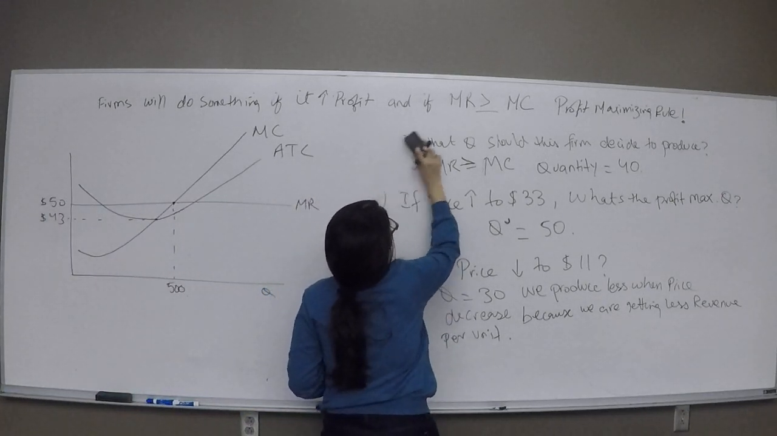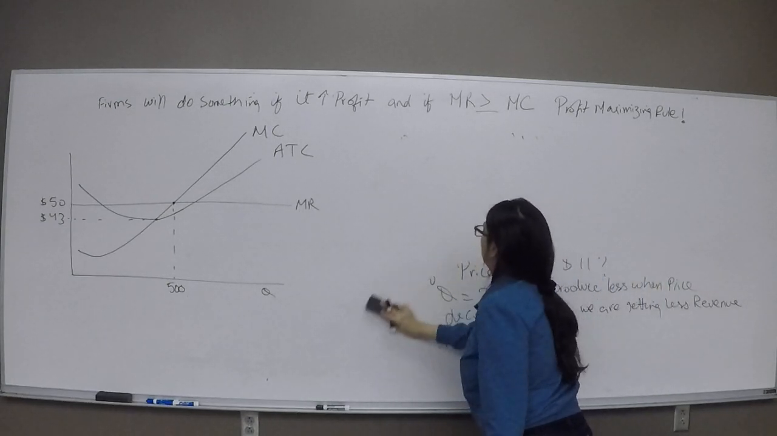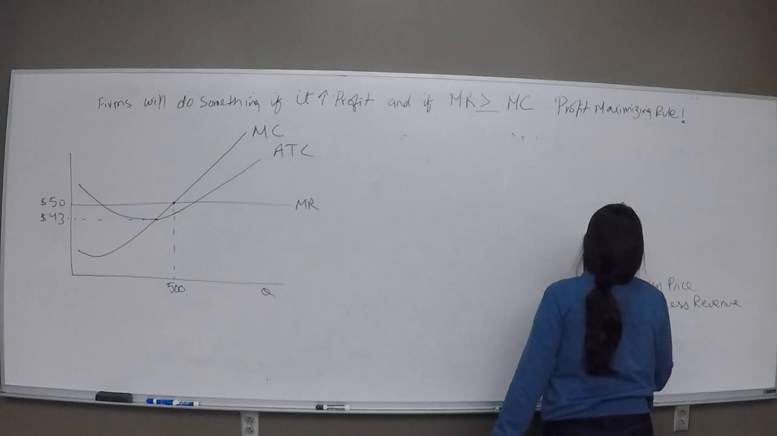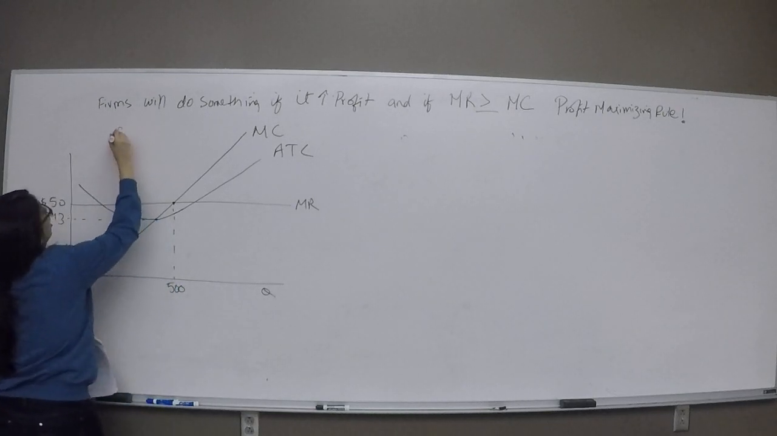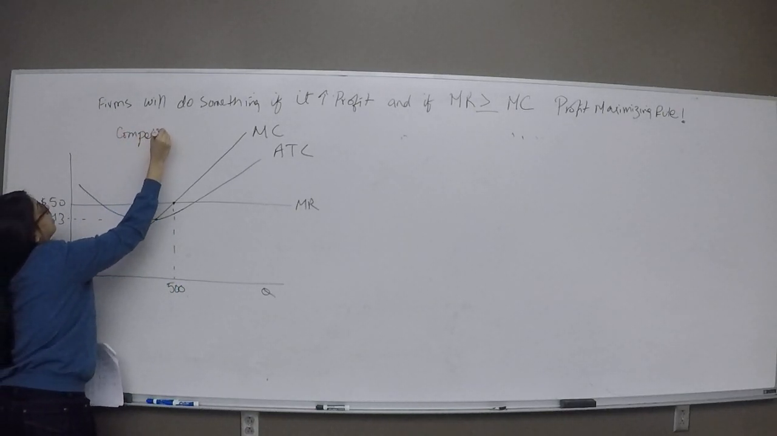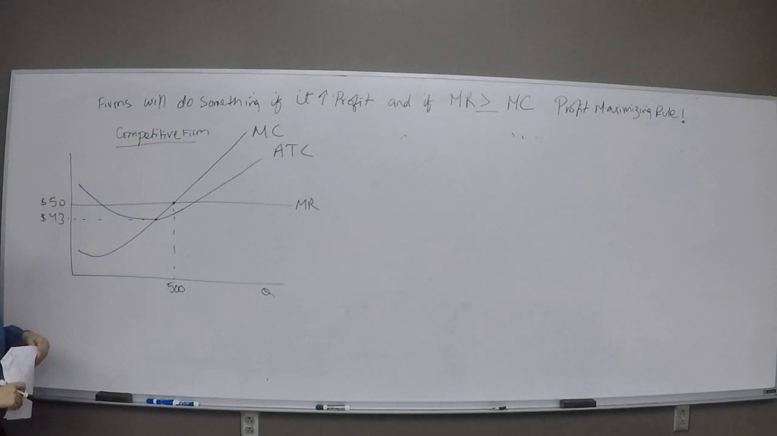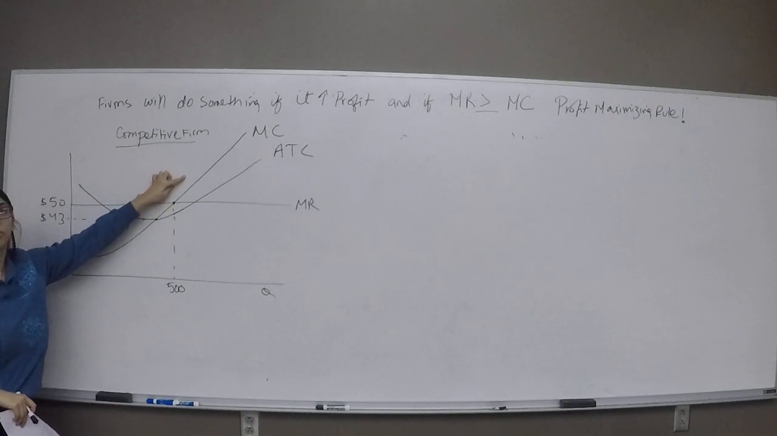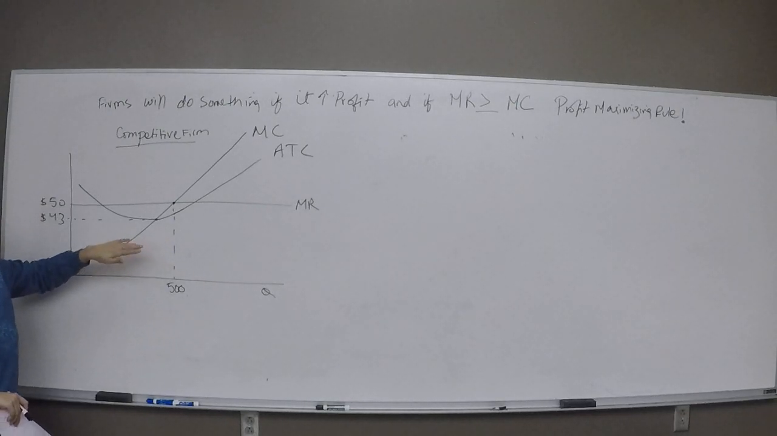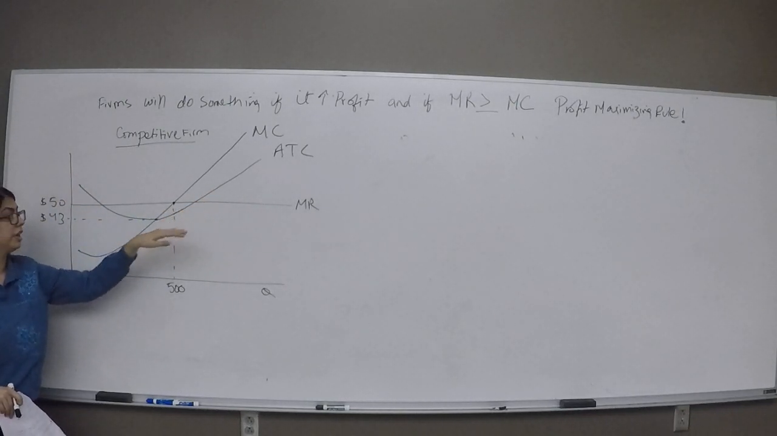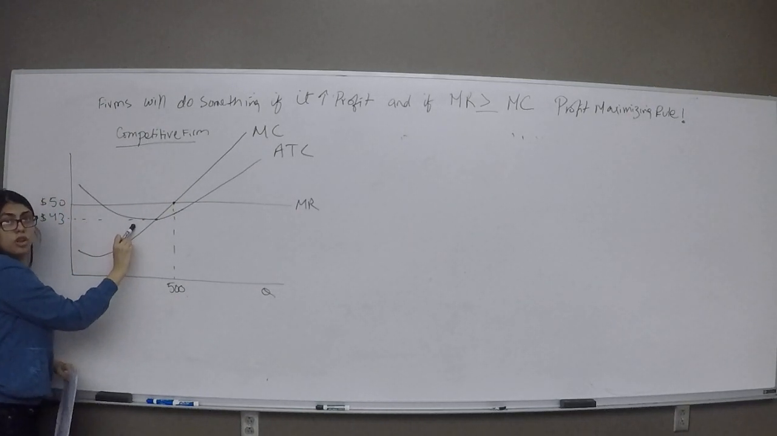I'm going to erase this. So you can write competitive firm on top of this graph. Now, we already talked about the marginal cost curve and marginal revenue, which is equal to your demand for a competitive firm. I'm introducing the average total cost curve here. The average total cost curve goes downward sloping.